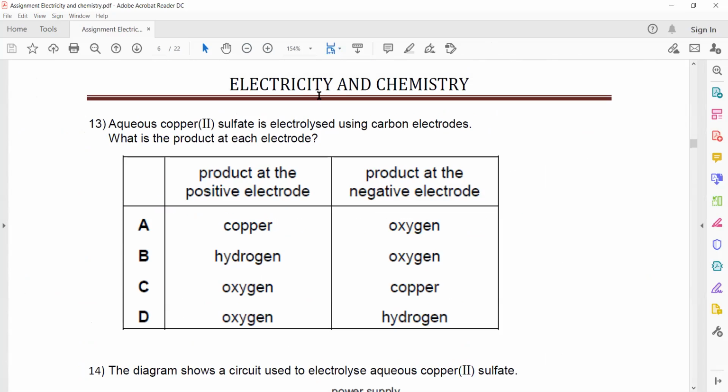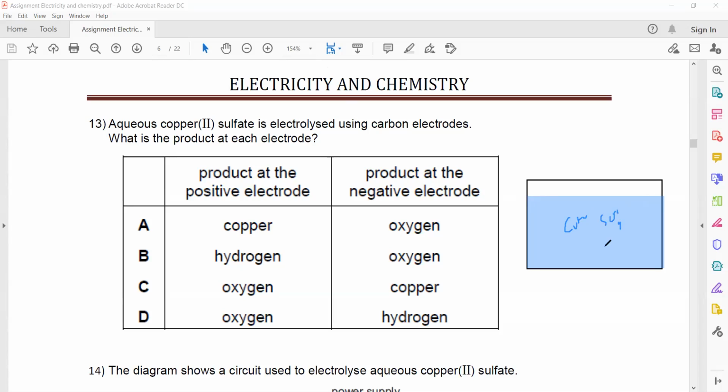Aqueous copper(II) sulfate is electrolyzed using carbon electrodes. So what we are using now is carbon electrodes. Better you draw the figure so that you have a better understanding of the question. You have aqueous copper sulfate, so it contains copper ions and sulfate ions. Since it is aqueous, it also contains hydrogen ions and hydroxide ions. And the electrode is made up of carbon or graphite, so they are unreactive electrodes, or inert electrodes as we also call them.